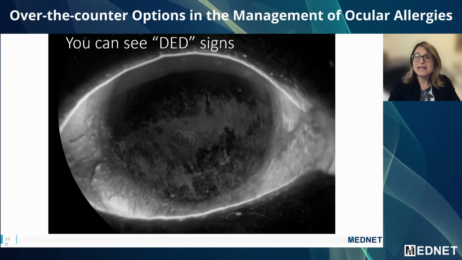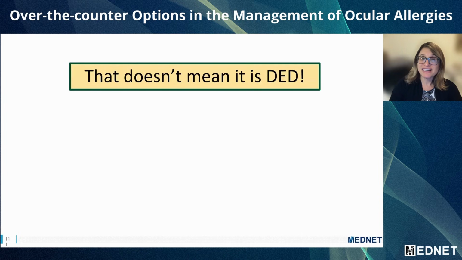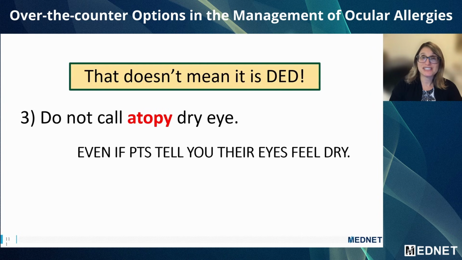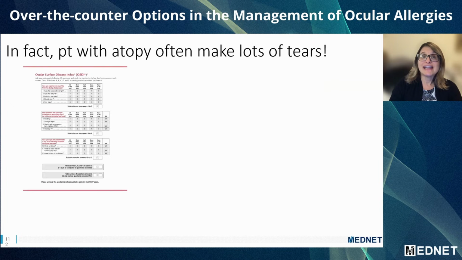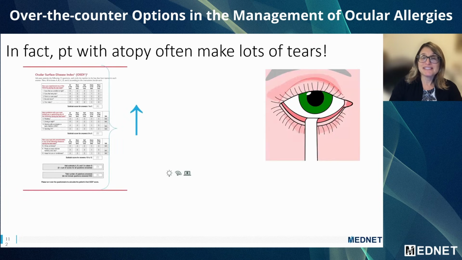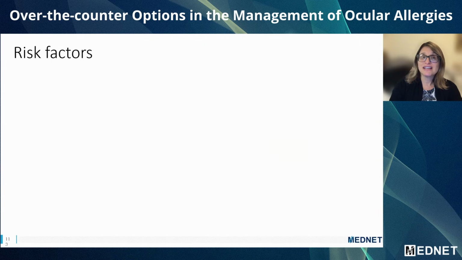And the problem is when many people see epithelial disruption, they get diagnosed with dry eye. But it's important to recognize that seeing epithelial disruption does not mean it's dry eye. Many of these patients will tell you that their eyes feel dry and you see epithelial disruption, but they do not have dry eye. And it's because, again, people with atopy, it's the opposite. They're actually making a lot of tears. So if you put the Schirmer strips in, they'll soak them within a minute. And so it's important to understand that your eyes can feel dry without being dry, and you often see signs of what we traditionally call dry eye with atopy, but it's different.